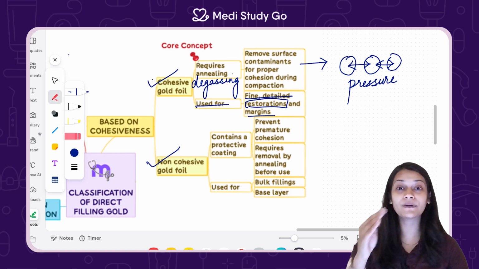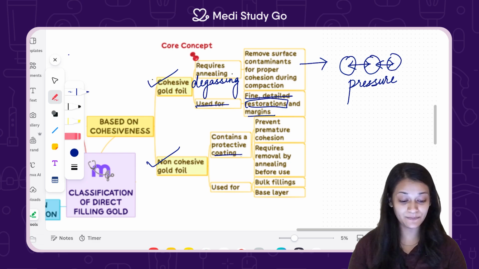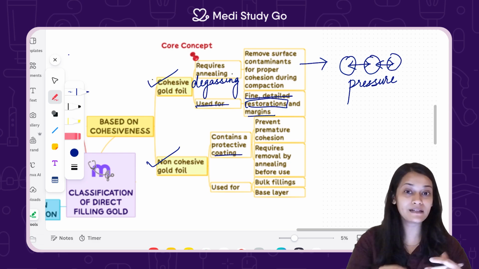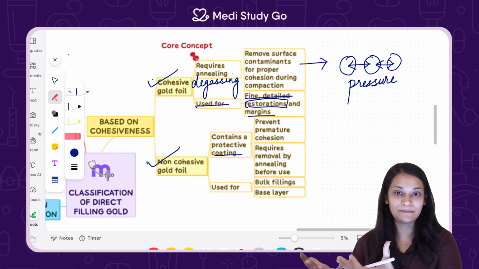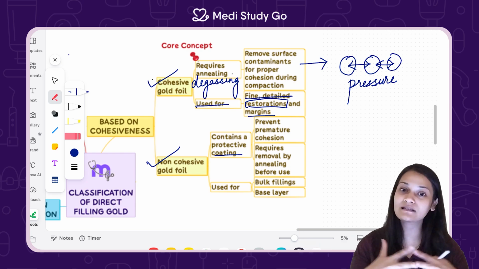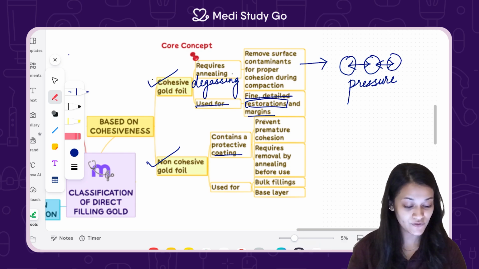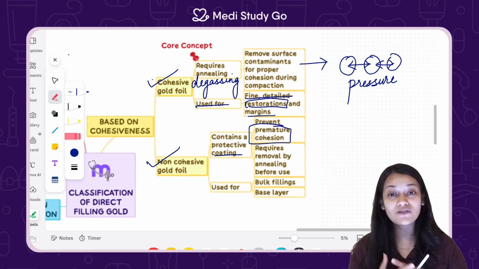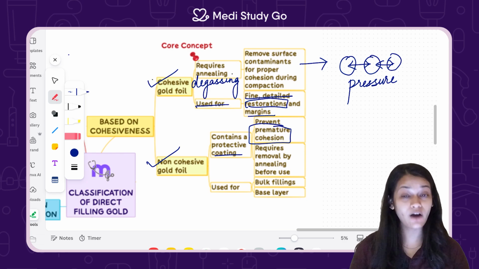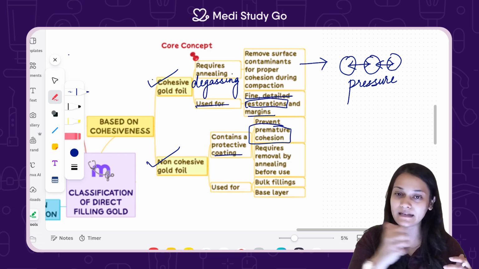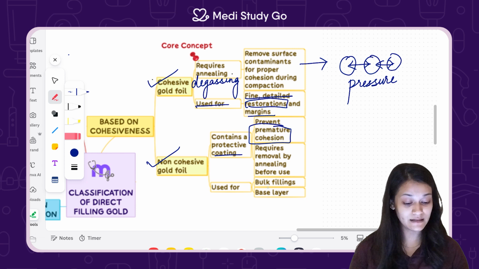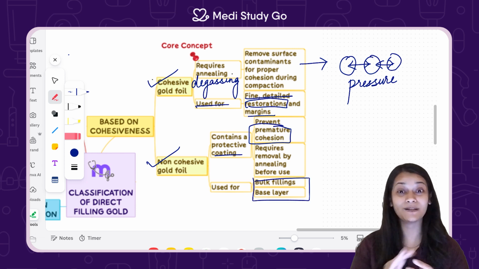Now this will have a protective covering. What is this protective covering for? It will prevent premature cohesion. It shouldn't happen that they were placed someplace in the container and then they just start cohesing with each other. So there's going to be prevention of all of this because of a protective layering. And how can I remove this? Simply anneal. I can just heat it and it'll be good to go. This will be used for my bulk filling and the base layer.